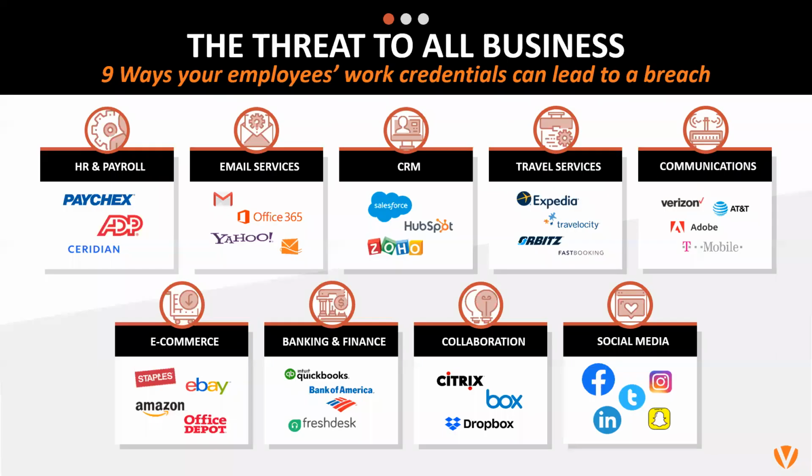So we've been talking about exposed credentials and what it can mean to a company, but I wanted to take a moment and talk about how employee credentials can lead to a breach. Here's a really great visual that I think helps us understand how real and broad the risk can be. We're looking at 9 key functional areas of a business, from HR and payroll to email, purchasing, banking, finance, and so on. As you look through here, I'd like you to think about all of those places where your employees are going to perform their day-to-day job functions.